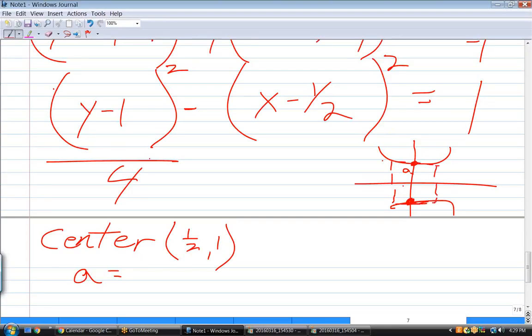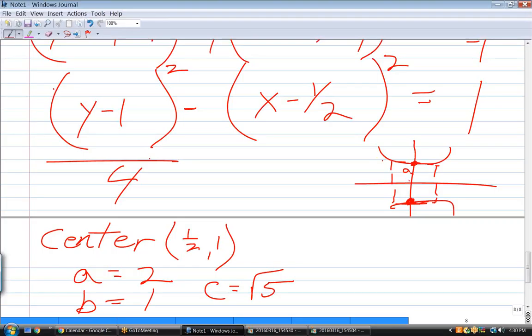So sometimes A is measured horizontally, sometimes A is measured vertically. If it's measured vertically, it's whatever's under the y term. If it's measured horizontally, it's whatever's under the x term. So A is 2. What is B? 1. And C? √5 again. Yeah, these numbers come up a lot. In other words, they get repeated a lot.